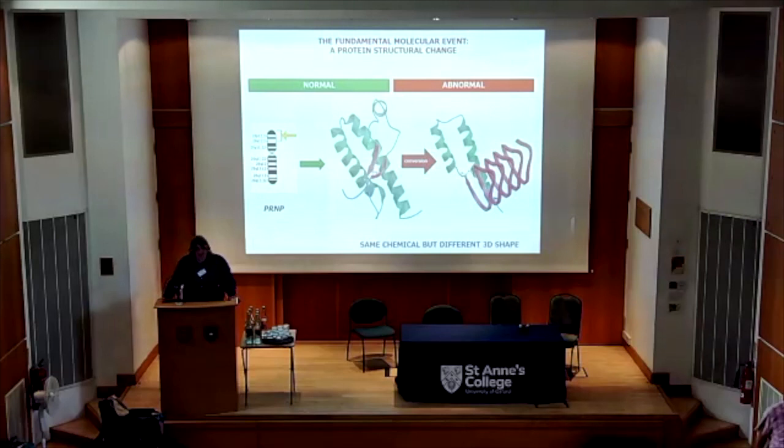And this is the fundamental molecular event, highly simplified. All of us have genes in our body which make proteins, and we have a gene called the PRNP gene, which is the prion protein gene, and it makes the normal prion protein, which you can see here. All of us have this gene, and all of us are making this protein now in our bodies. It's entirely normal. But in disease, there's a conversion of the normal protein into an abnormal shape. It's the same chemical, but it takes on a different three-dimensional structure. That's the fundamental event, as I understand it.